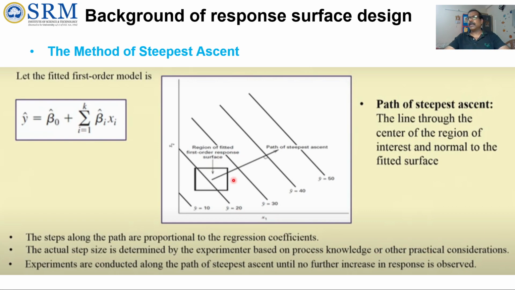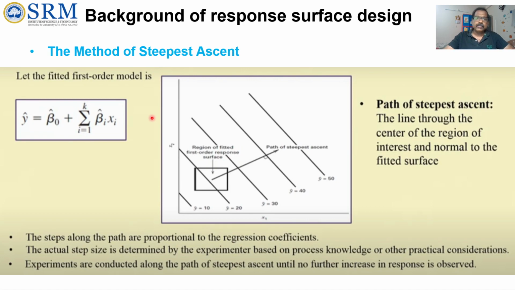So that is the path of steepest ascent. The line through the center of the region of interest is normal to the fitted surface. It will be moving in this direction. See, the symbol is given like normal or perpendicular. So this is the first order model. The first order model is beta 0 plus the summation of i from 1 to k of beta i xi, depending on the number of factors. We can extend the mathematical model further.